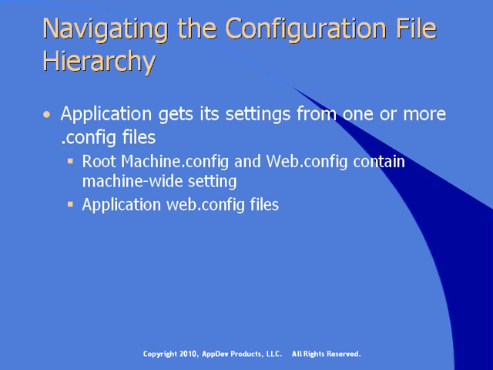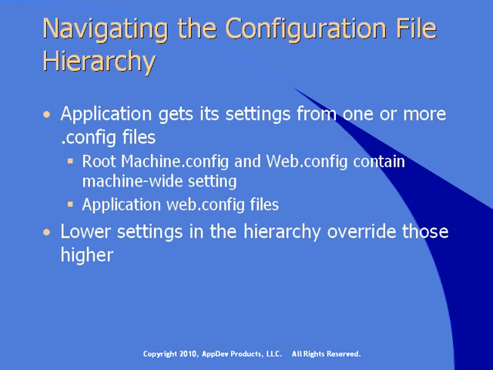We'll talk more a little bit later about how all these configuration files fit together. But the important principle to understand is that lower settings in the hierarchy override those higher. So any settings in the application web.config files override settings in the root web.config file, which override settings within the machine.config file. You also have the flexibility within a single config file to use a location element. And we'll cover that a little bit later as well.